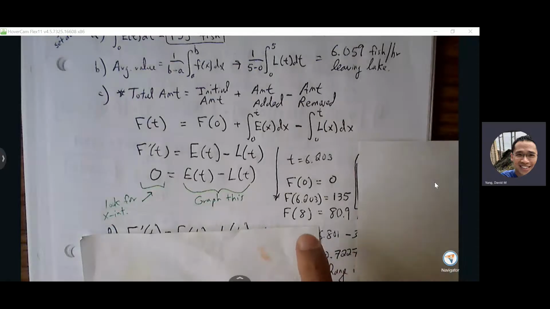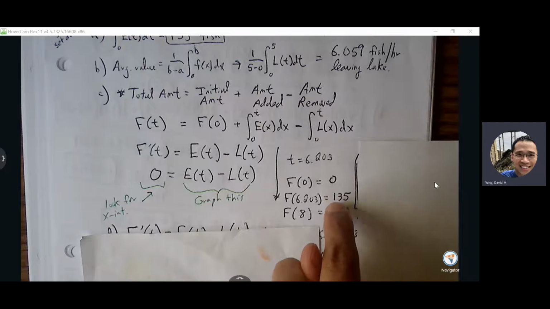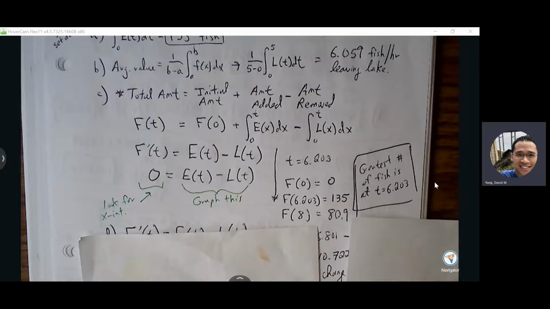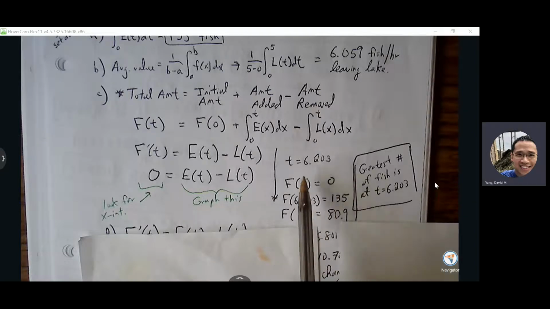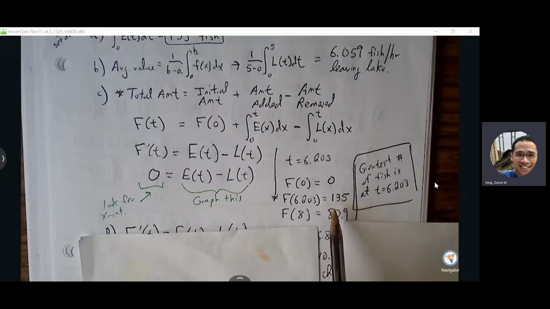So between these three, we're looking for when is there going to be the maximum number of fish, and the maximum number of fish is going to occur at 6.203 hours, 135 fish. And your justification is showing your steps for EVT. You don't have to mention EVT, but you just need to show that you are testing endpoints and critical points, and that you are actively finding those values, and that you're actively comparing them to see where the maximum is going to be.